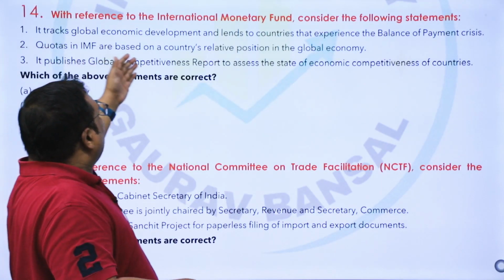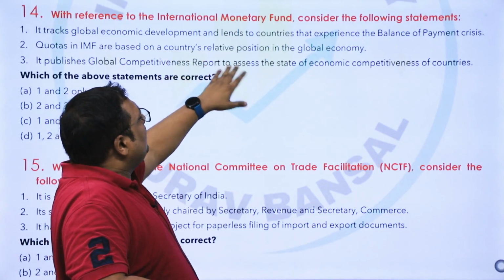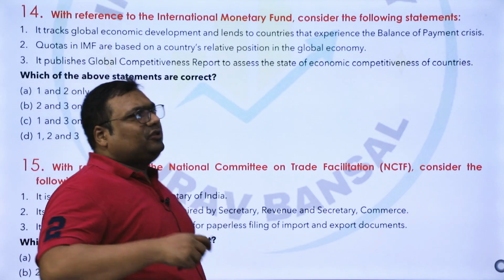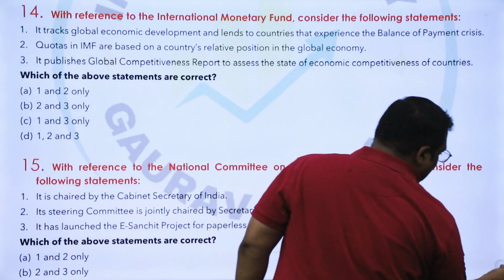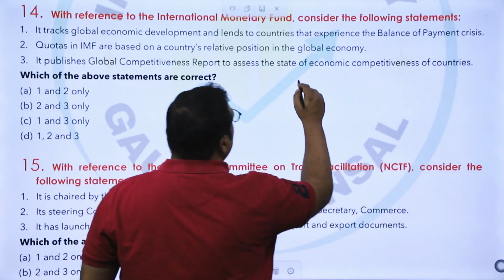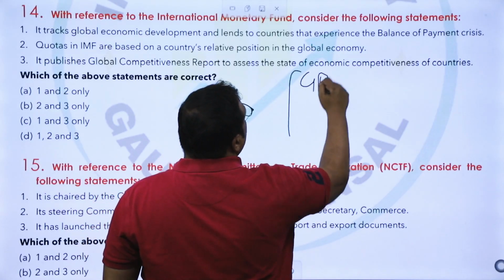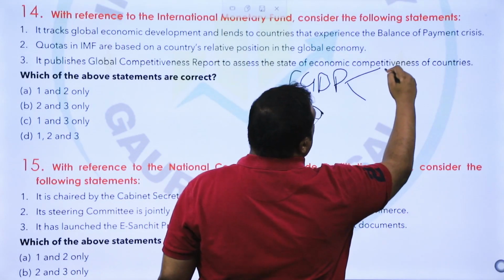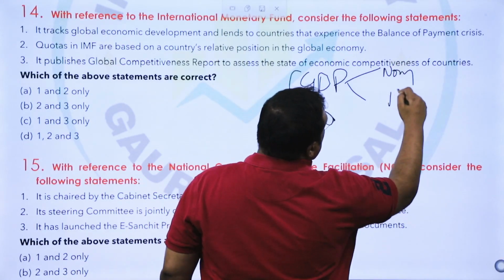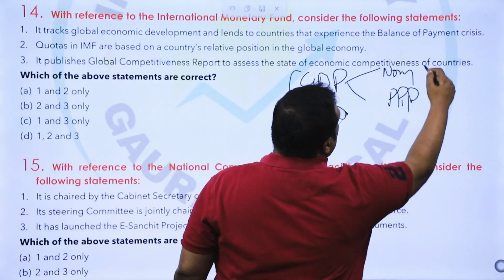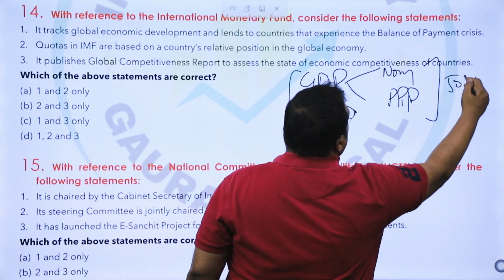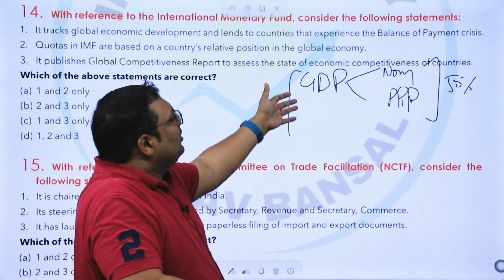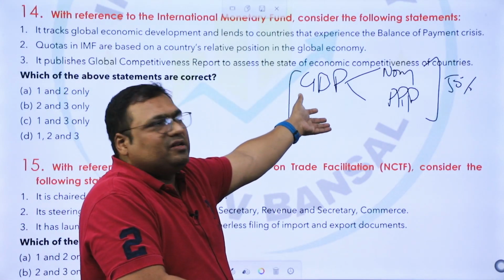Second, quotas in IMF are based on a country's relative position in the global economy. That is also correct, because there is a quota formula. Very briefly I will mention that formula. It includes the GDP of that country. Within GDP we have two measures, the nominal GDP and the PPP GDP. So GDP has 50% weightage. What you have to contribute to the IMF depends largely on your GDP itself.